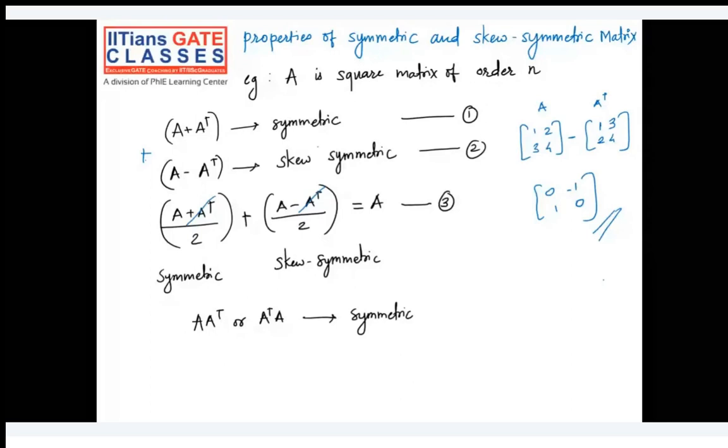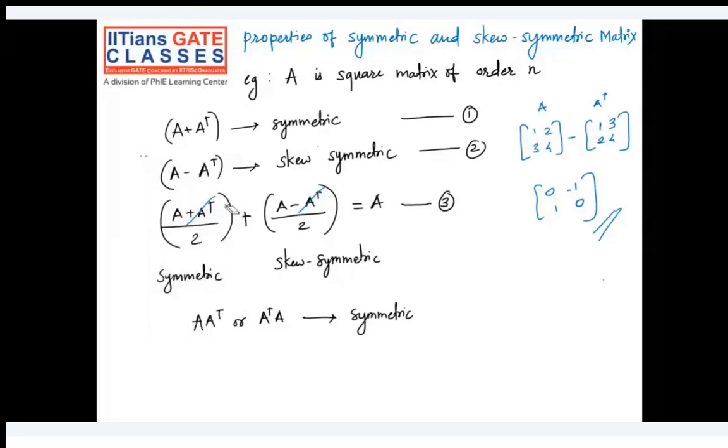So ultimately, what I'm trying to explain through this is, if you add a symmetric matrix, which is A plus A transpose divided by 2, and A minus A transpose divided by 2, which is a skew symmetric matrix, you'll end up with matrix A. So indirectly, what we can say is, any square matrix can be represented as the sum of a symmetric and a skew symmetric matrix, where the symmetric matrix is A plus A transpose divided by 2, and the skew symmetric matrix is A minus A transpose divided by 2. Is it clear? The point number 3.